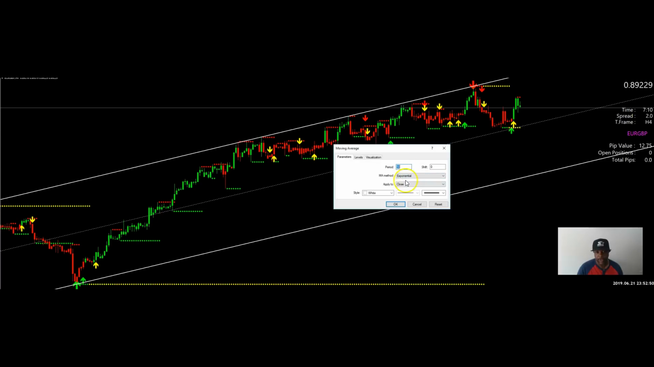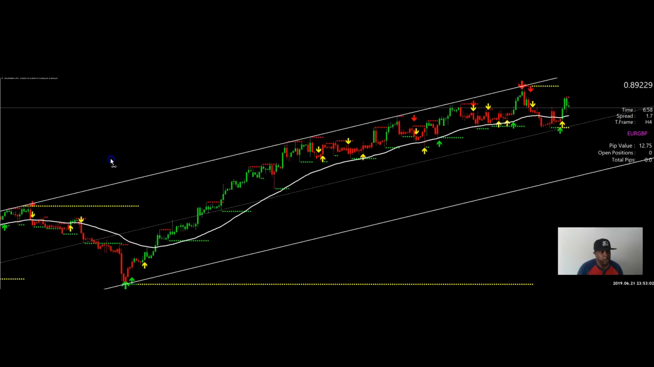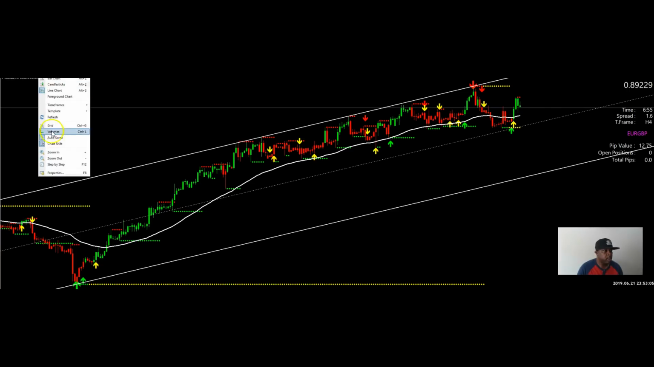As you can see, it's the 50 exponential. White is the color that I use; you can pick whatever color you want, and I use close. All right, so watch this. I'm going to add it. The reason why the 50 moving average is so important and popular, and I'm going to scoot this back so you guys can see through time. Hold on one second.